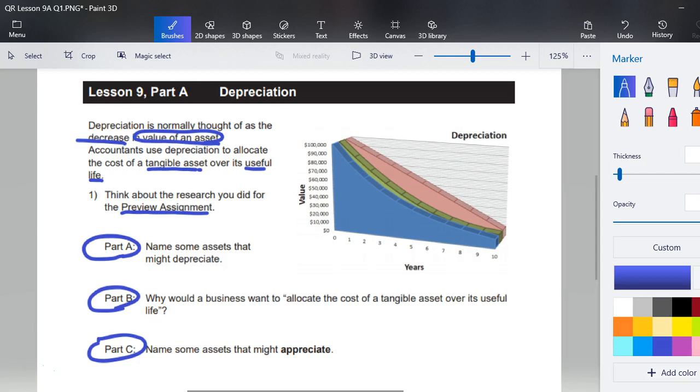Some things you might have put on part A: automobiles, cell phones, computers, washing machines. Some answers you might have put on part B: depreciation is an expense that may decrease the tax burden by decreasing net income. Part C, you might have put stuff like real estate, jewelry, gold, rare coins, paintings.